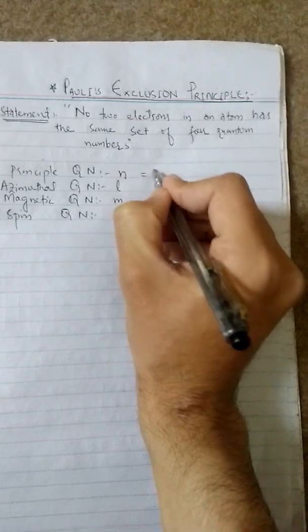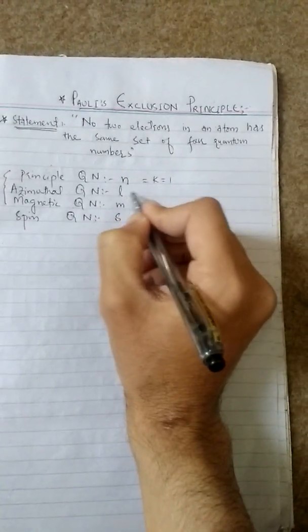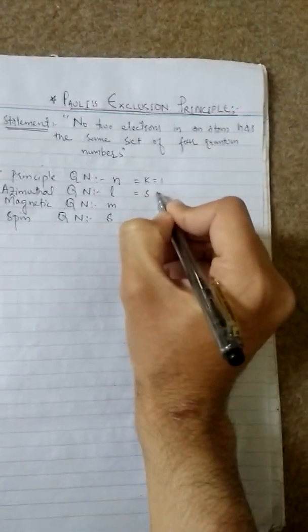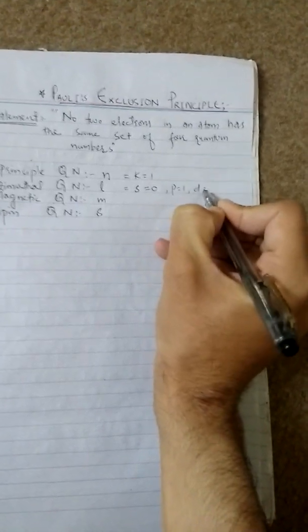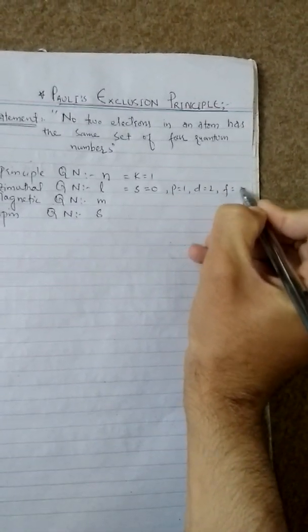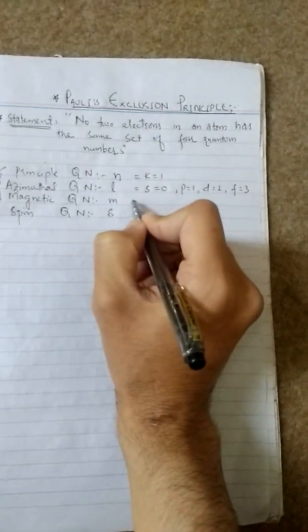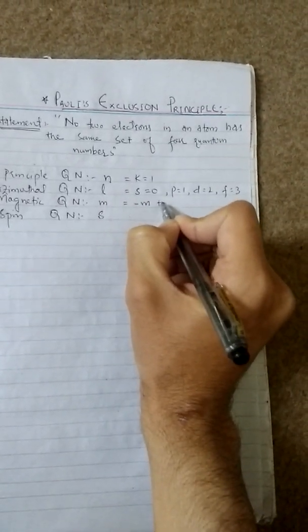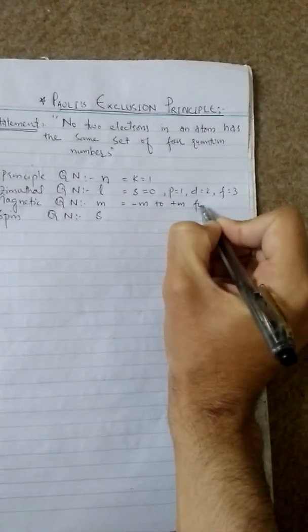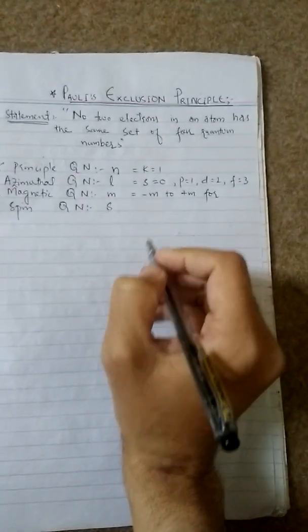So n is 1, 2, 3. L is the subshell: for the S subshell L is 0, for P it is 1, D is 2, and F is 3. Magnetic quantum number extends from minus L to plus L for any of the S, P, D and F. And the spin quantum number is the one on which the Pauli exclusion principle is based.